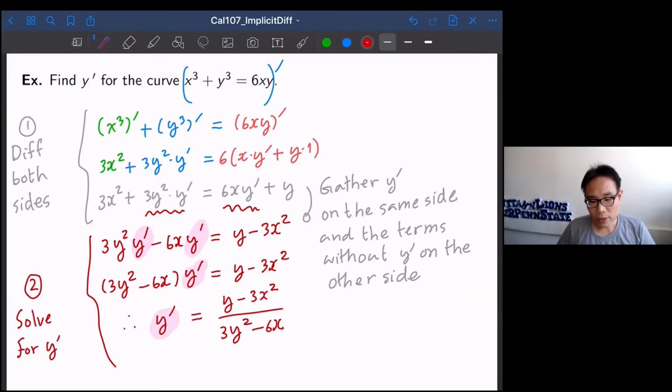So for implicit differentiation, it's going to consist of two steps. The first step will be you differentiate both sides, so you just have many terms. And the second step will be you solve for y prime. So this is what I did. You gather y prime on the same side, and you gather the term without y prime on the other side.